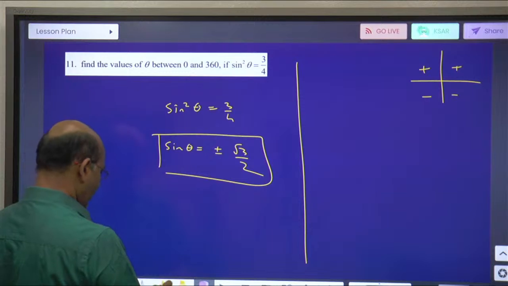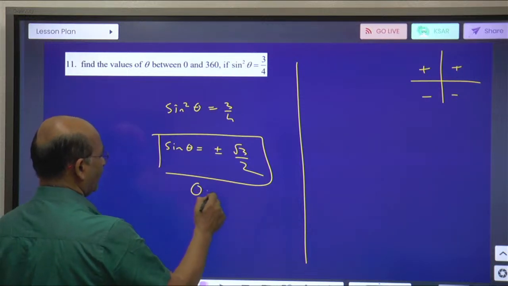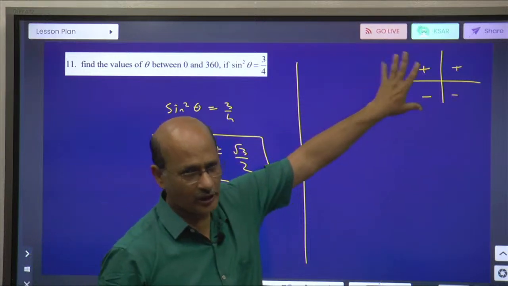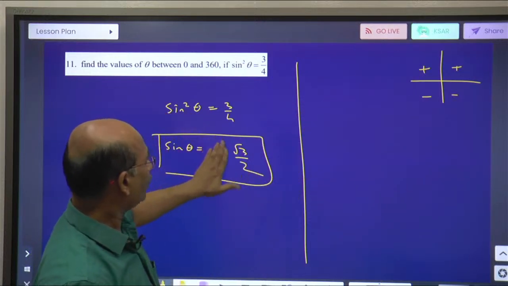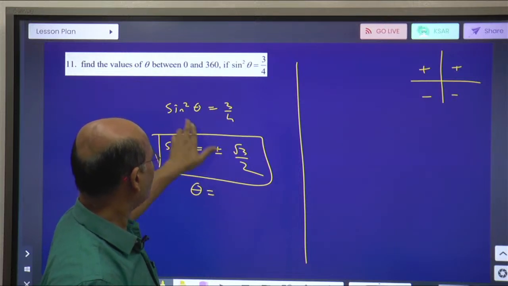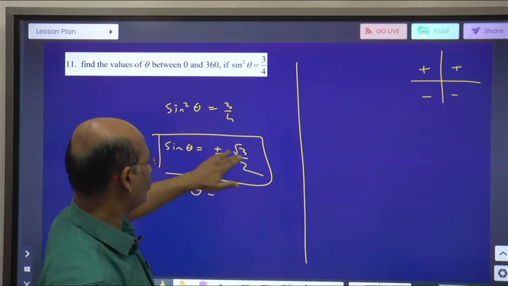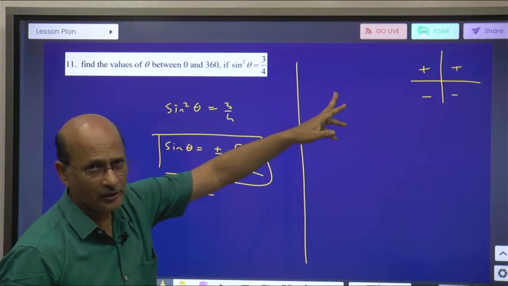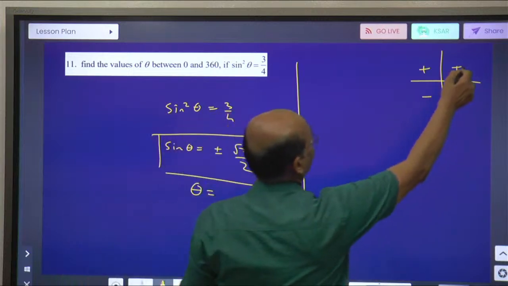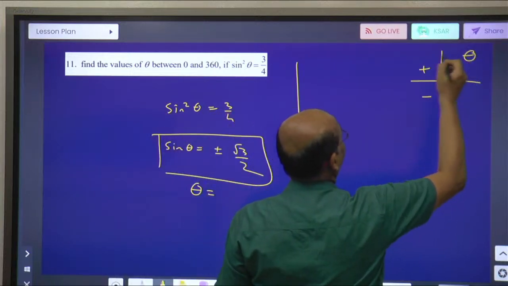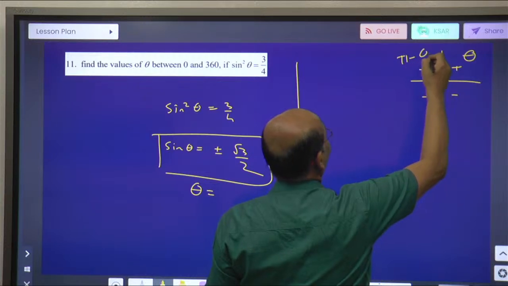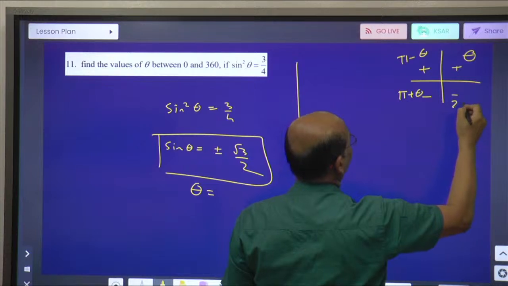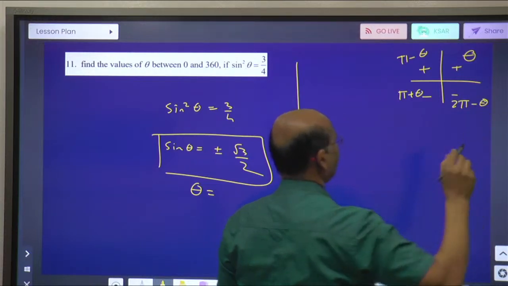Now the standard angle. What will be theta from here? See, plus minus only tells you which quadrant it is. So all quadrants you have to consider, because there is plus and minus. Because sine square theta is 3 by 4, sine theta is root 3 by 2, but plus minus. So plus minus is nothing but all the 4 quadrants. Here it will be theta, here it will be pi minus theta, here it will be pi plus theta, and here it will be 2 pi minus theta. Be careful about this.